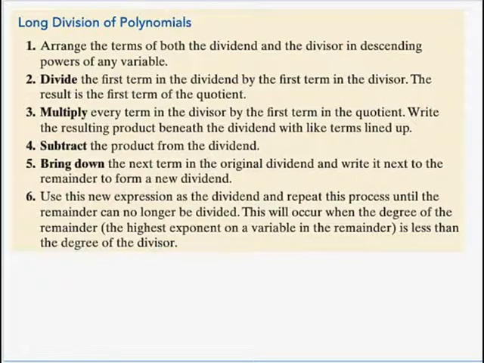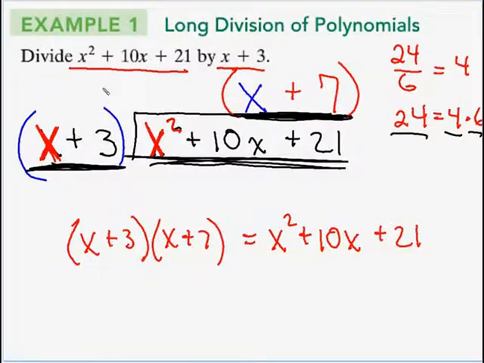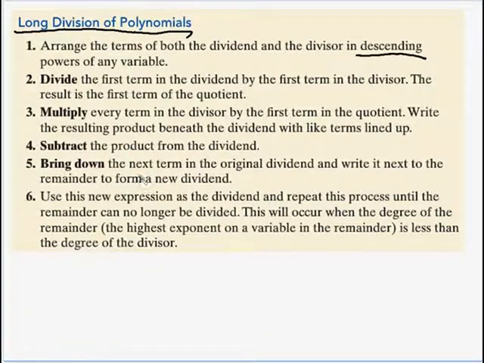Here's our 6 steps for the long division of polynomials. 1. Arrange the terms of both the dividend and the divisor in descending powers of any variable. So look at your variables. The exponent should be going downhill. 2. Divide the first term in the dividend by the first term in the divisor. The result is the first term of the quotient. So that's here, x squared divided by this x gives us the first term of the quotient, x.